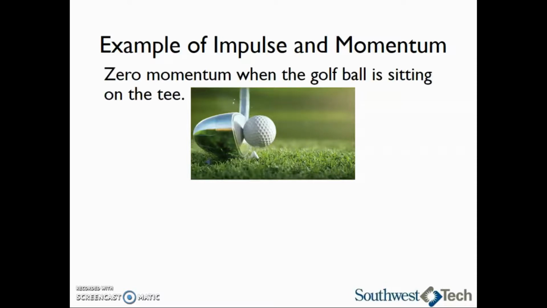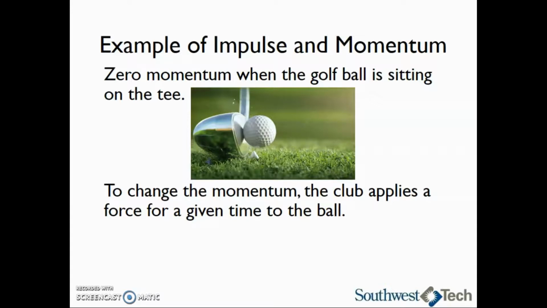If we have a golf ball sitting on a tee, the golf ball has zero momentum when it's just sitting there because there's no velocity. If an object is not moving, then it doesn't have any momentum. To change the momentum of the ball, the club applies a force for a given time to the ball. In other words, the club applies an impulse, or a force for a given time, to the ball.